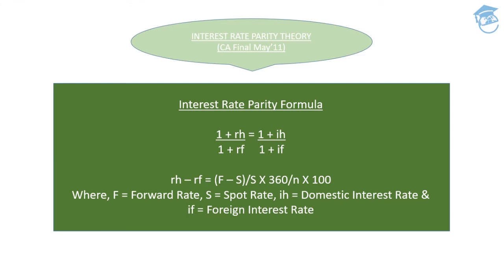The same can be applied to calculating forward premium and forward discount as well, which is going to be F, that is the forward rate or future rate, minus the spot rate, divided by the spot rate, into 360 divided by n. N is the period applicable in your scenario, be it 3 months, 4 months, 6 months down the line, into 100, and you'll get to know the forward premium and forward discount.